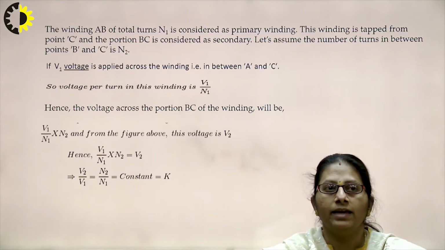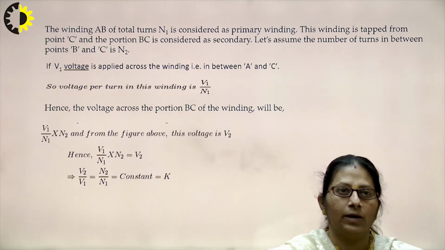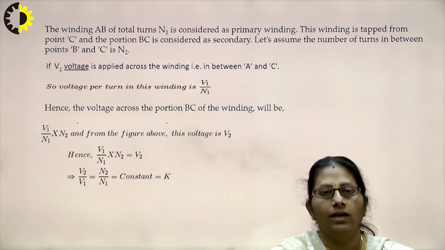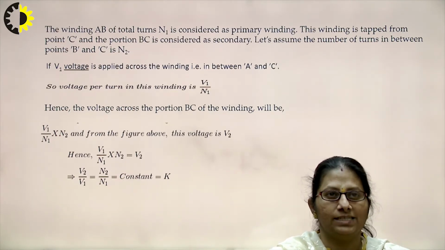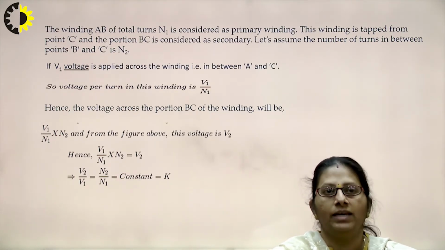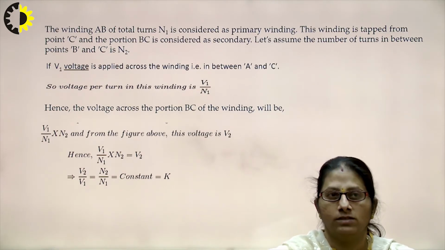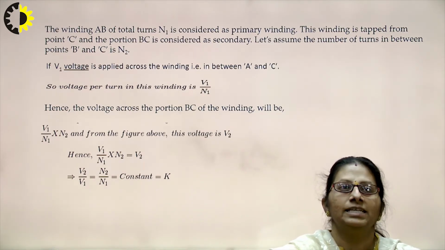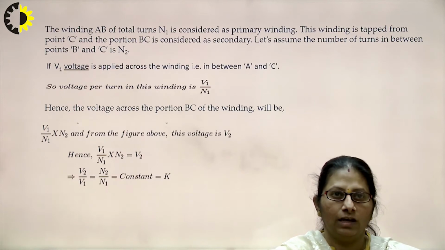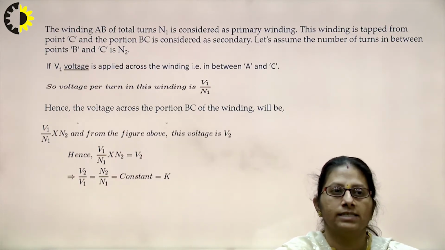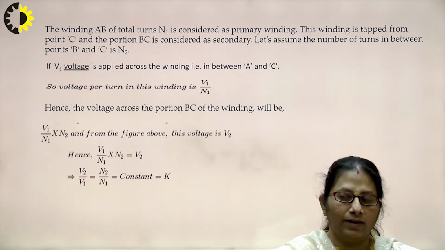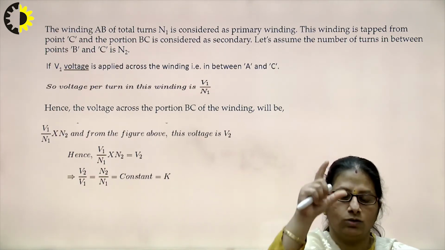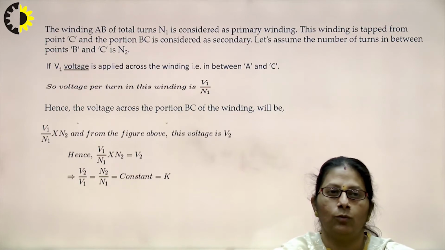So the winding AB of total turns N1 is considered as the primary winding, whereas this winding is tapped from the point C and the portion BC is considered as secondary, right. Assume that the number of turns between the points B and C is N2 and between A and C the total number of turns is N1. V1 is the applied voltage across the primary winding, that means across the total winding, between the points A and C.